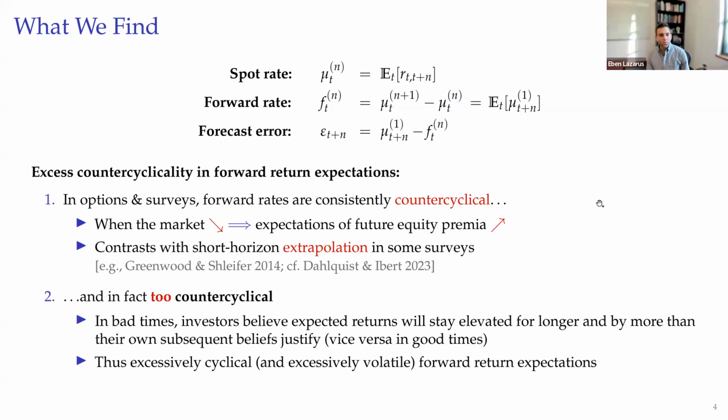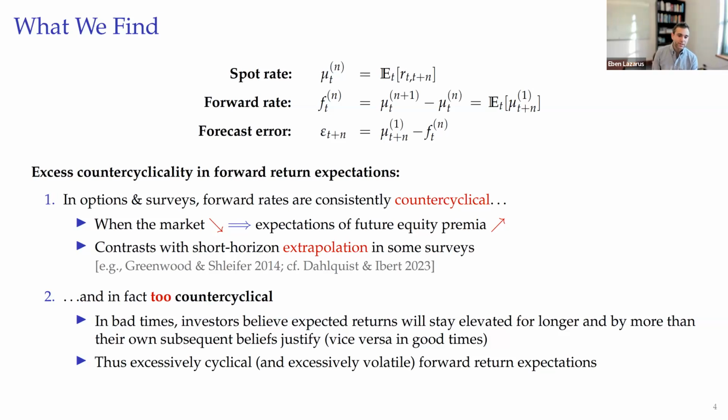And what we find is that when those forward return expectations go up in bad times, they in fact go up by too much. So these return expectations are too countercyclical relative to their own subsequent realization. So we go to a set of investors, the market's down. They say that in the future, expected returns will be persistently higher, elevated by quite a lot and for quite a while. And then we go and ask those same investors in the future, now what do you think the expected return on the market is after the fact?